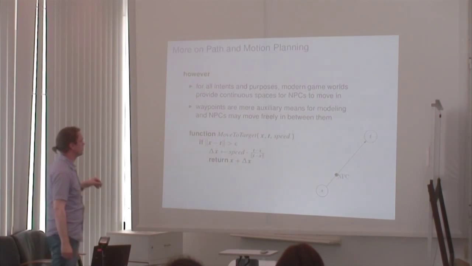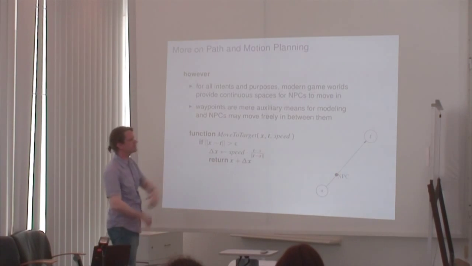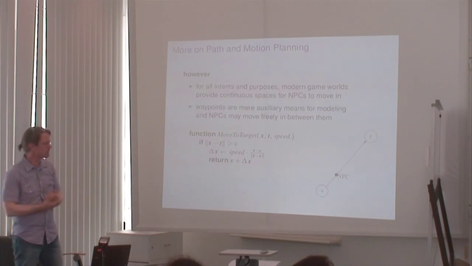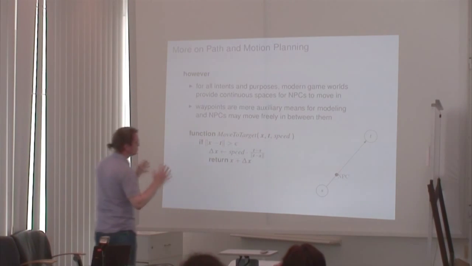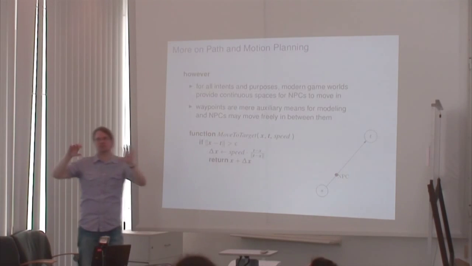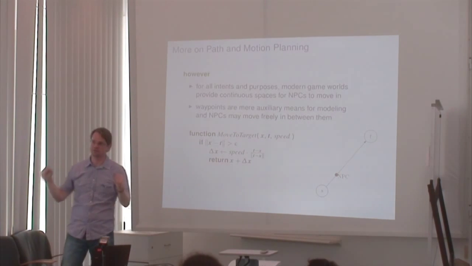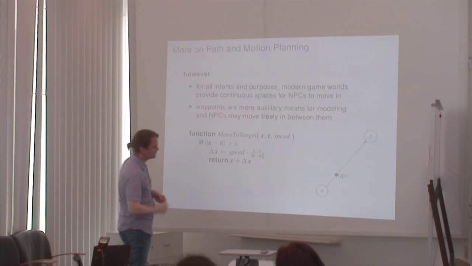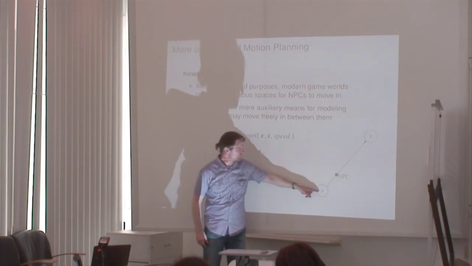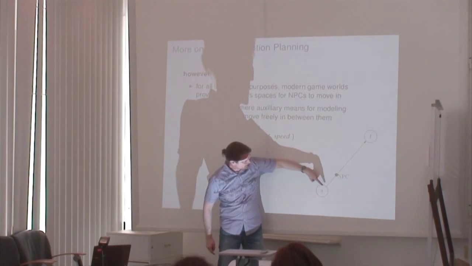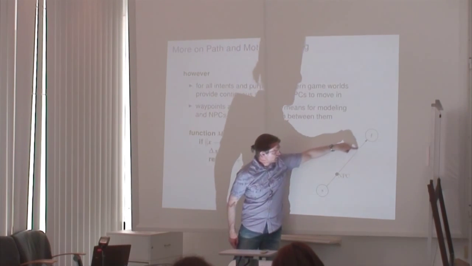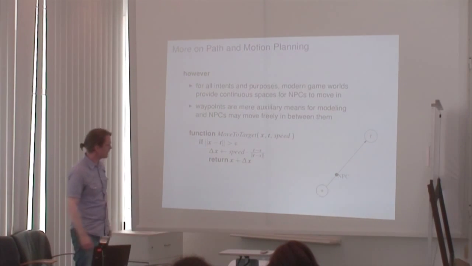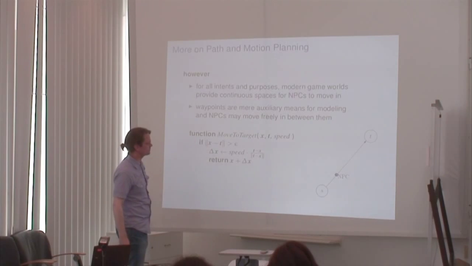So these waypoints are mere auxiliary tools for modeling, and we may use them to represent the global properties of maps or game worlds. But if we want to move from one waypoint to the other, the game character can actually do that in a rather smooth and continuous manner. And here is a function that will realize that.